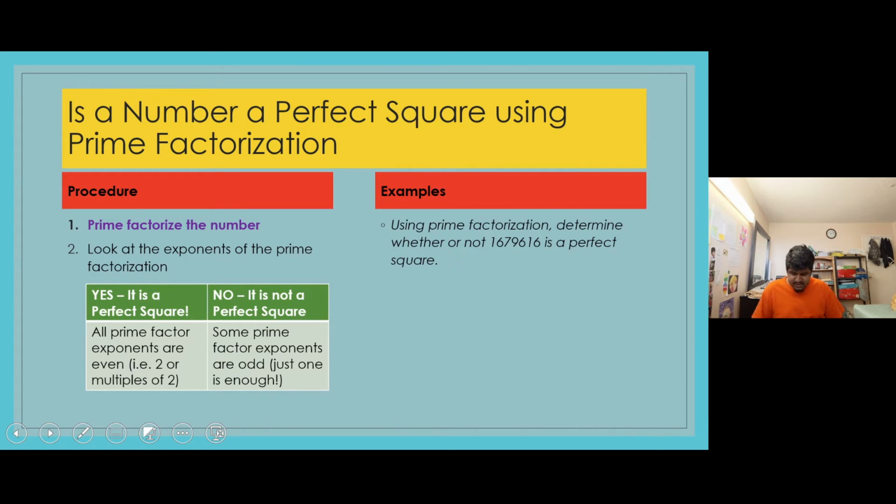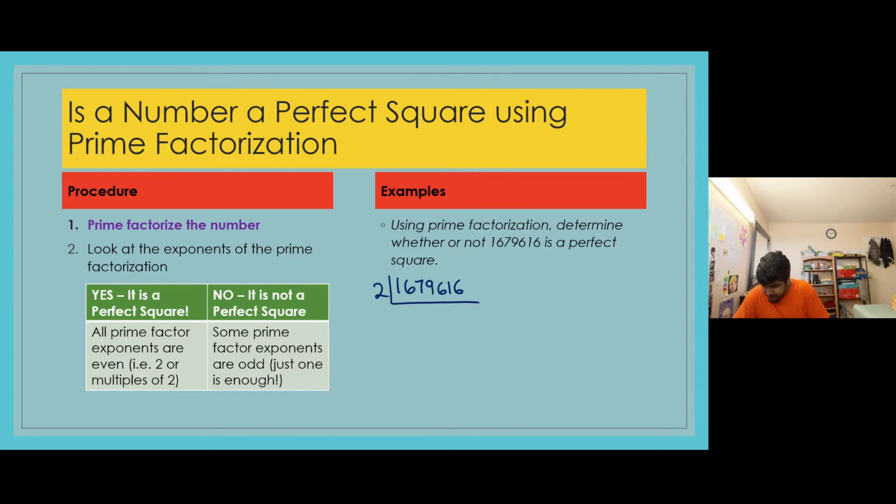Now, the last thing I believe that we will cover is how to tell if a number is a perfect square using the basis of prime factorization. So of course, number 1, we have to prime factor. Let's go out there and do that. So I have a pretty big number here, 1,679,616, and even though it's a big number, our strategy is not really going to change. So let's just continue doing it the same way we do all the other big numbers, right?